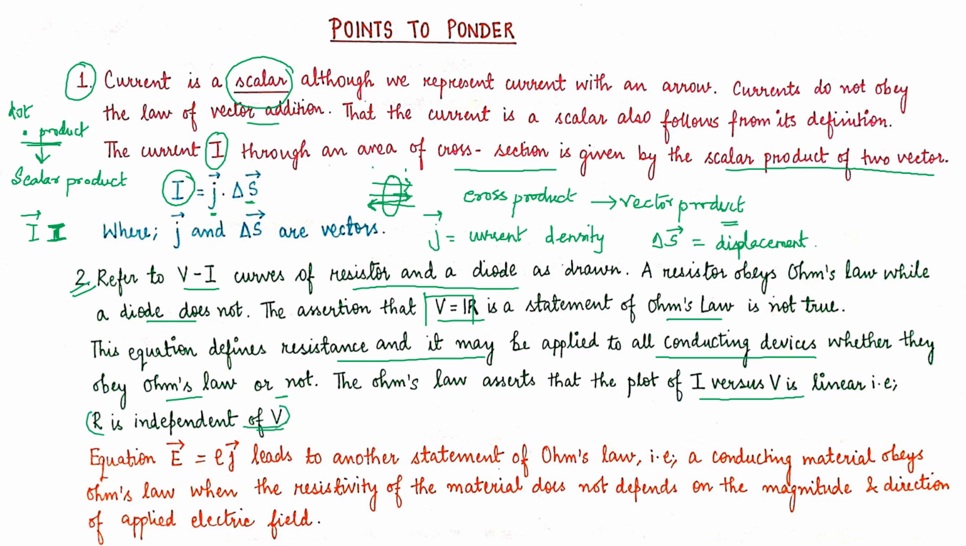I'll explain it. Kindly pay a little attention. This is one of the important statements. Under Ohm's law, we read one equation: voltage is equal to the product of current and the resistance in the circuit.